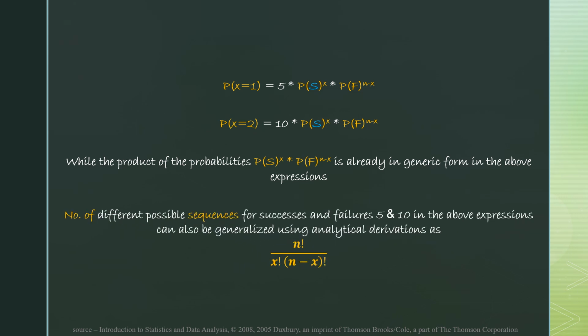Number of different possible sequences for successes and failures, that is 5 and 10 in the above expressions, can also be generalized using analytical derivations as n factorial divided by x factorial multiplied by n minus x factorial.